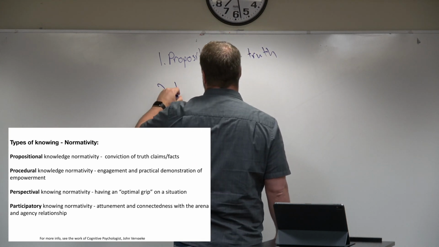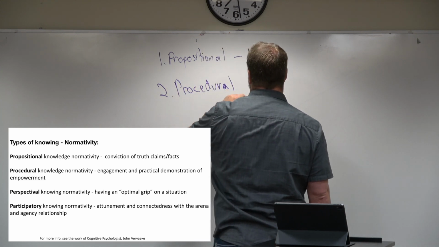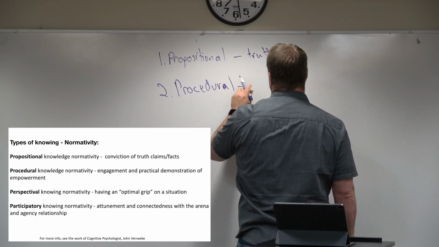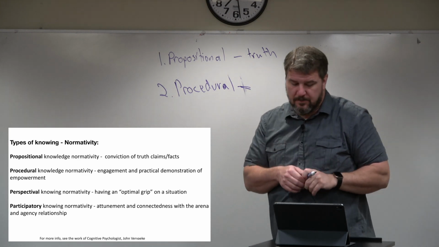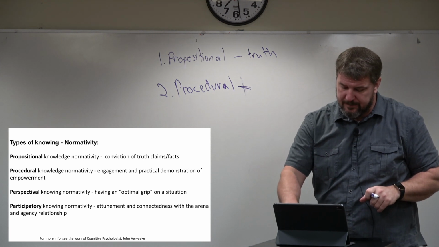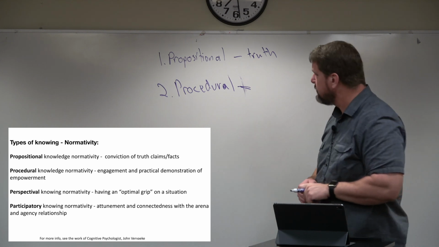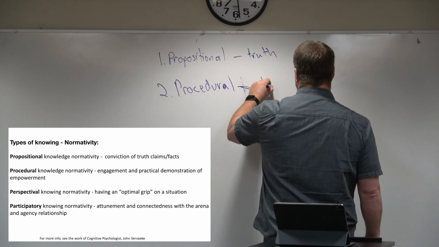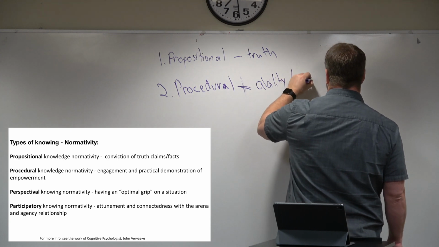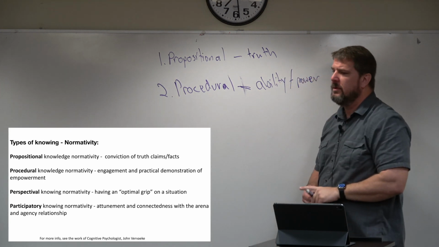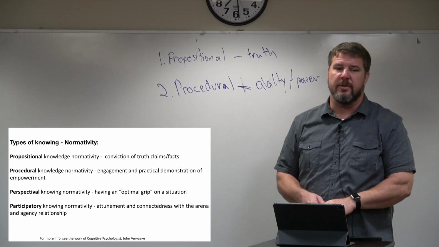Second kind is procedural knowing. And the normative feature, the normativity of procedural knowing is ability or power. You say, what are you talking about? You can know, like, how do you catch a baseball? That's procedural knowing.